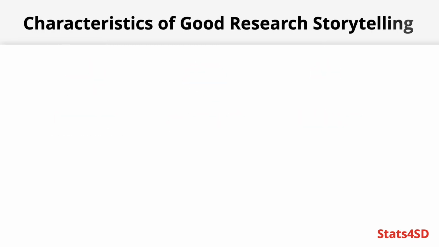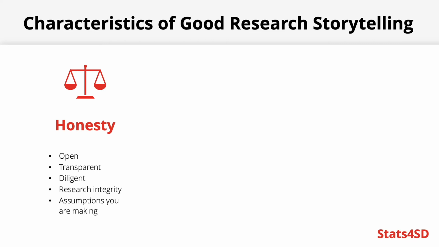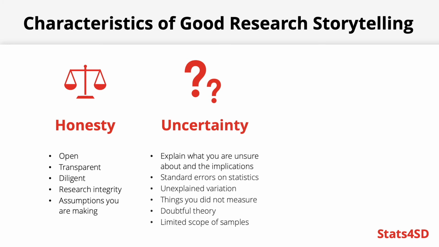There are three further characteristics of a good research story, which are characteristics of a scientific approach. The first is honesty, describing openly and truthfully what you did and found out. We can't go into all the dimensions of research integrity here, but they are important. The second is to embrace uncertainty. That's why statistical concepts such as standard errors and sample size will be part of presenting results. It also includes openly describing what is unknown.